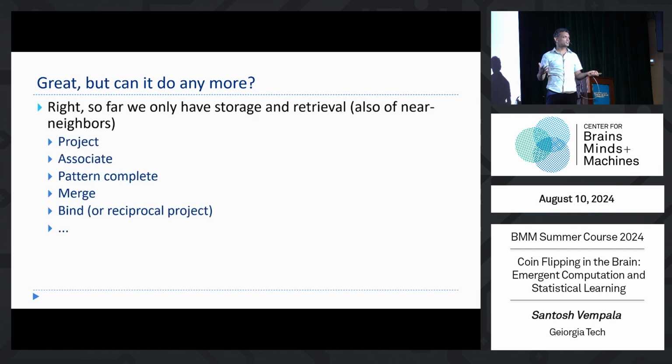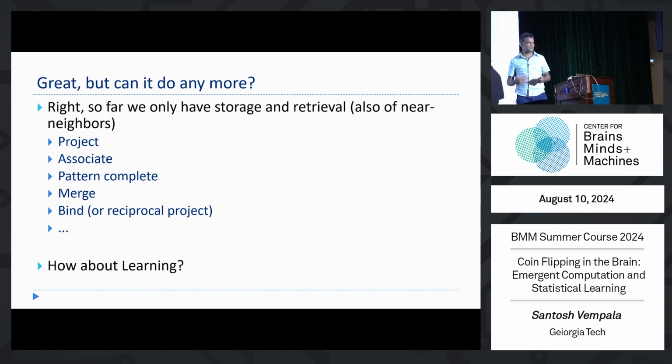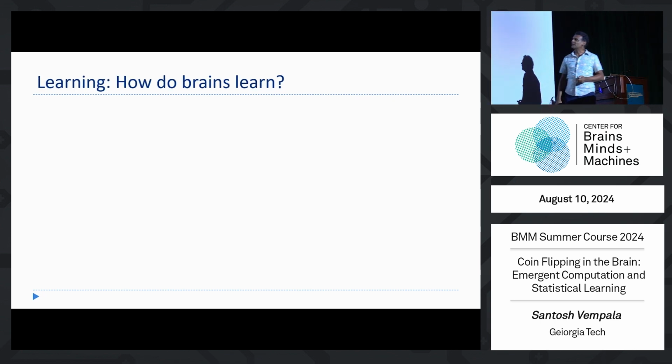But we have storage and retrieval, maybe retrieval of near neighbors. But you can do much more. I won't mention what these operations are, but we want to get to learning. What's higher level learning?